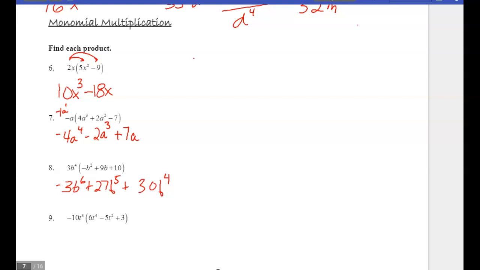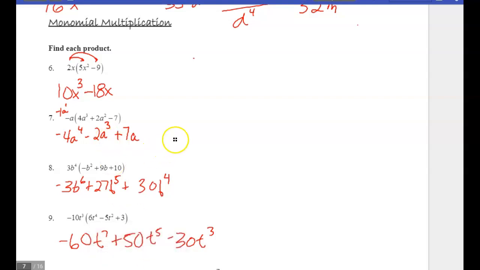And the last one, -10 times 6 is -60. My t's combine to get t to the 7th. Next one, -10 and -5 make a +50. And my t's make t to the 5th when I add them together. And then I'm left with -10 times 3. It becomes -30. And the t cubed tags along.